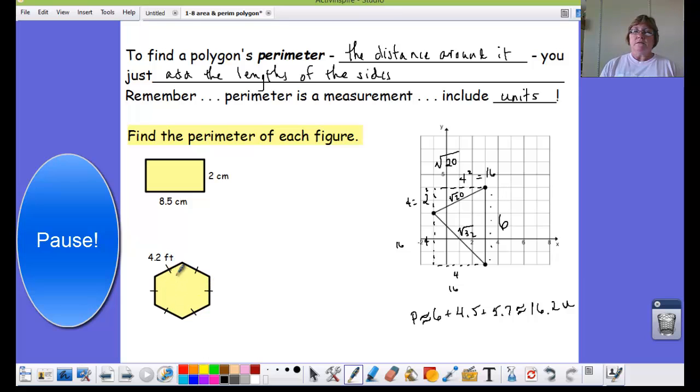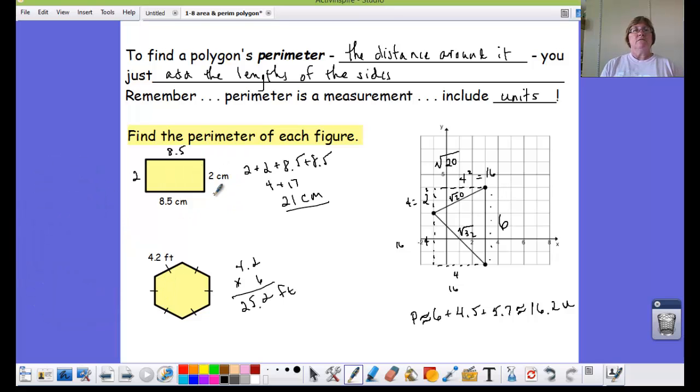Notice, I just want to remind you, hash marks here. What do those hash marks tell you? Alrighty, here we go. I've got a perimeter for this rectangle of 21 centimeters. I came up with that by realizing that in rectangles opposite sides have equal lengths. So I have 2 and 2 for these sides and 8.5 for the other two. 4 and 17 are 21 centimeters.